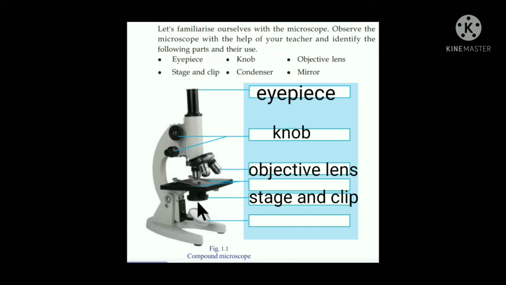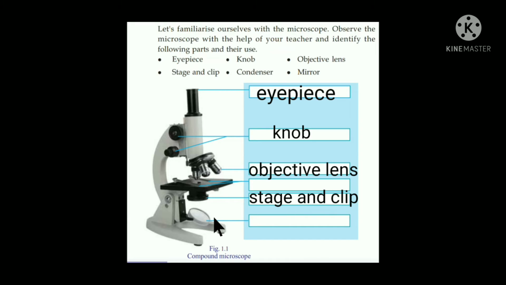Next, just below the stage, there is an aperture, and this aperture is regulated by this portion. What is it? Condenser.